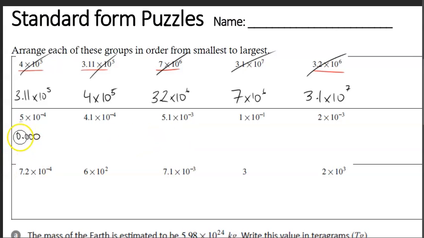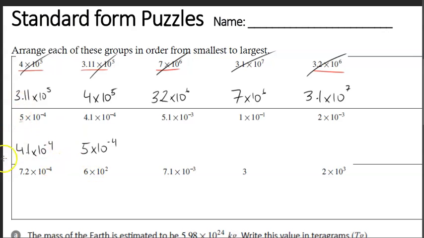Now, from these two, we have a 5 being multiplied by this and a 4.1. We're going to be looking at the smallest of the two, just like we did in the first one. So in this case, 4.1 times 10 to the power of -4 goes first, and then 5 times 10 to the power of -4 goes second.